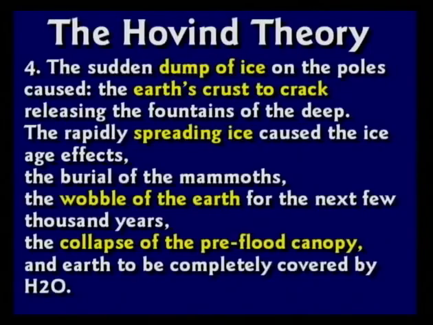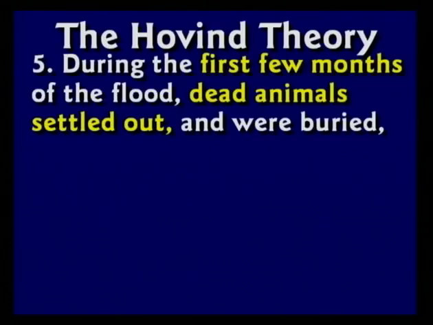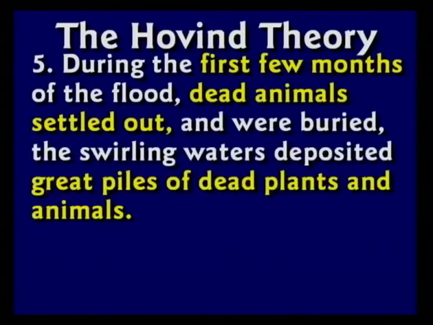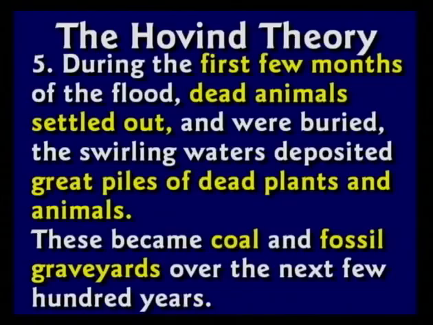It was so cold. It caused the earth to wobble for the next few thousand years, and it made the canopy that used to protect the earth collapse, because cold air hits warm air, rains, all the rain came down, the canopy's no longer up there. We're not protected like they were before the flood, and the earth was completely covered by water. Then, during the first few months of the flood, the dead animals settled out and were buried. Those became fossils. Swirling waters deposited great piles of dead plants and animals, and they became coal and fossil graveyards over the next few hundred years.